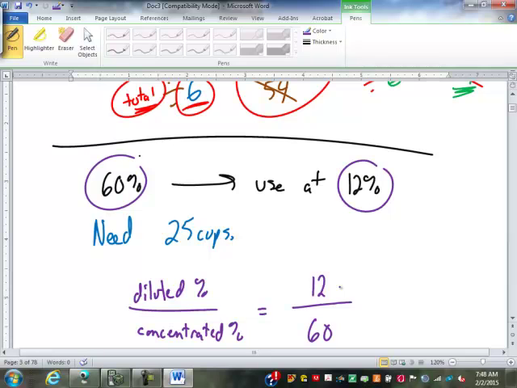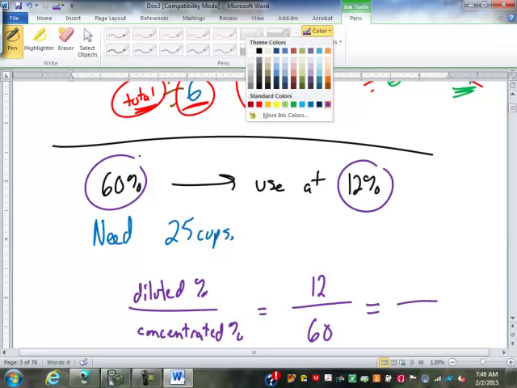I don't want any confusion by having that percent symbol in there, because when you see a percent symbol, people tend to move the decimal point. 12 over 60 is our ratio. Or 0.12 over 0.6 would be our ratio. They're the same, and I'd prefer to work without the decimals in it.